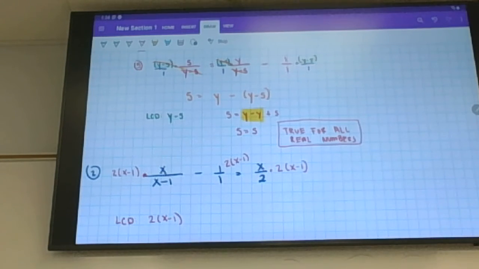The LCD is 2 parentheses X minus 1. How did you get the 2? When you cross out x, x times x, so it's x squared. How would you get the 2 in front of the x minus 1? For the least common denominator. Yeah, so that's two. You have all the factors. Oh, we have to take in the answer. Yeah, you have everything.